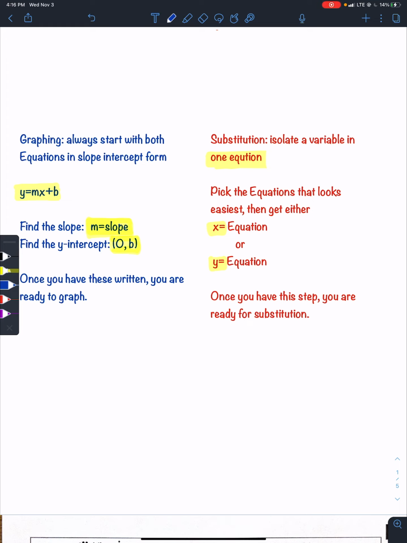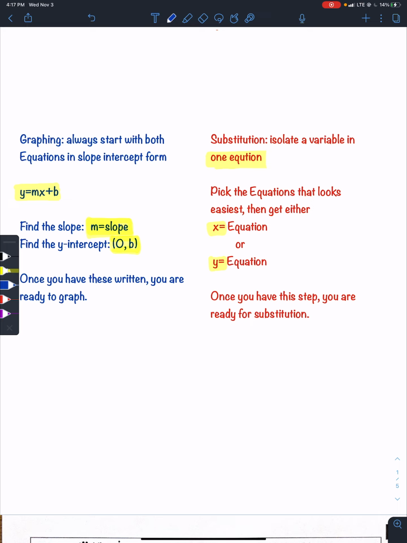When doing substitution, pick the equation that looks the easiest to isolate a variable, okay? I always look for one that has a 1 in front of it, then I'd follow by a -1. If not, then I can just choose which one looks easier to me. Then once you have that easier equation, you're going to isolate a variable. You're either going to have x equals or y equals. Once you have it isolated, then you can go on to the second step where you're going to substitute it into the second equation.